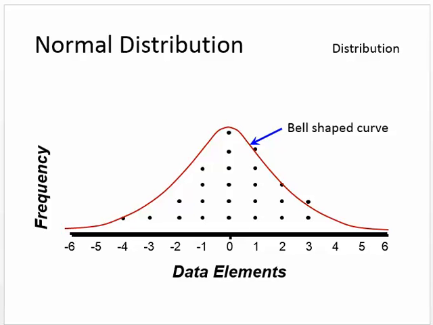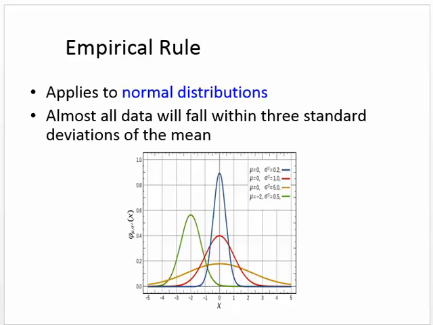Okay, let's talk about what's a normal distribution of data. When we have a normal distribution of data, we should get this nice bell-shaped curve right here. Right? And this is what we call this bell-shaped curve. This is a nice normal. This is what we like to see when we have our normal distribution. The empirical rule. Well, this applies to normal distributions. Almost all data will fall within 3 standard deviations of the mean.